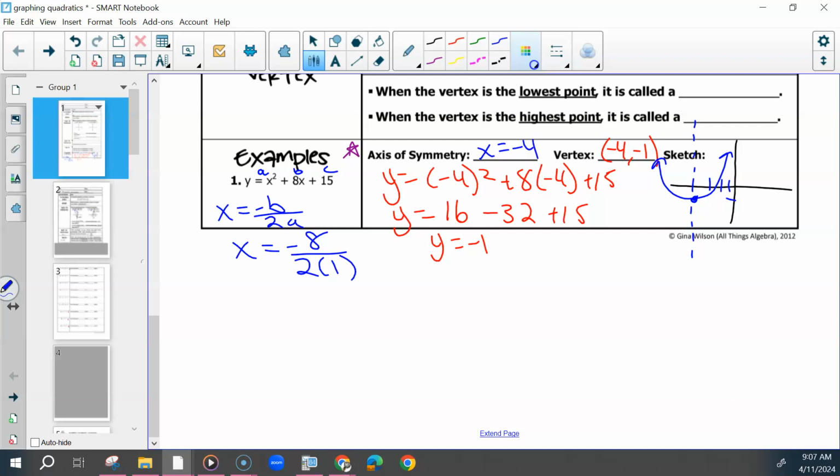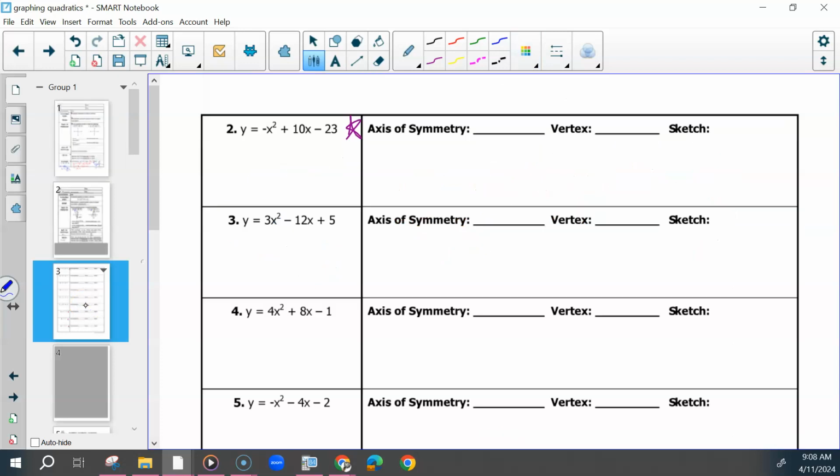Questions on any of that? How we found any of that? Alright, we're going to do a few more of these and then move on to the actual graph. Go on to the next page. I'm going to rewrite our formula up here so we're not looking back and forth. X equals -b over 2a. And then let's find that axis of symmetry. Again, if you need to label them, you can.